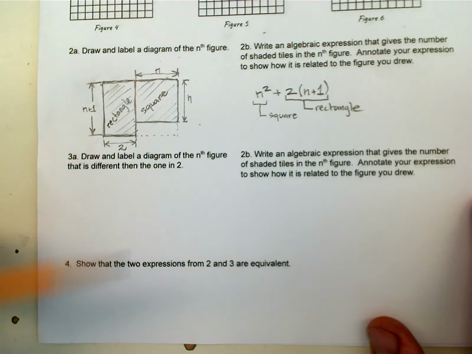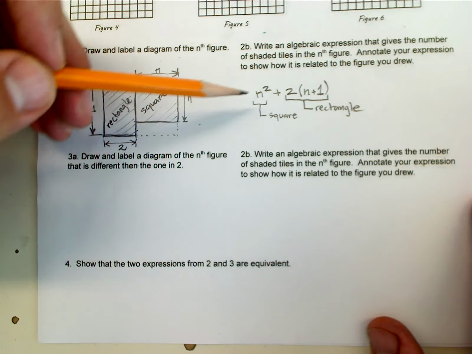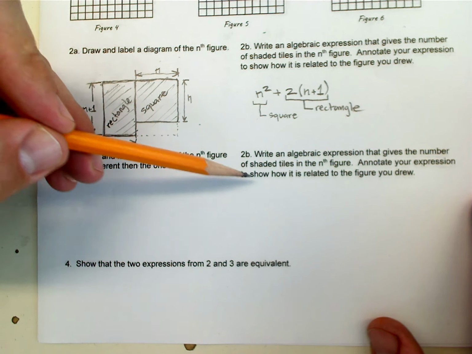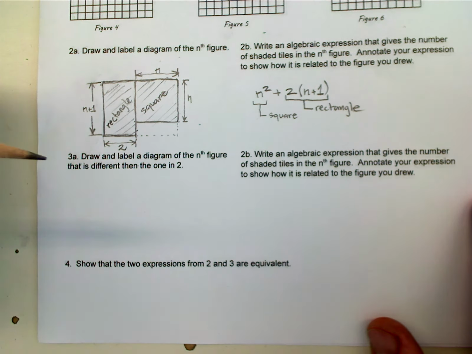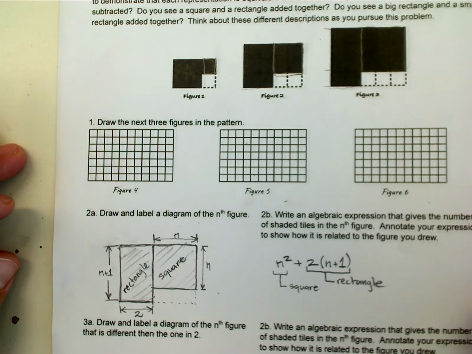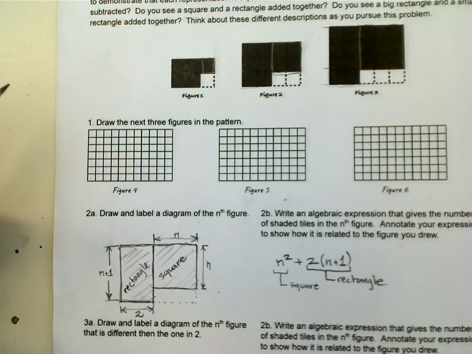The way you do that is you start with one of them and you use our algebraic techniques to rewrite that expression until it looks like the other one. That's how you demonstrate that two expressions are equivalent. I hope that helps you get started on this task and helps clarify what I mean about the nth figure, how to draw it, and how to write an expression and annotate it.